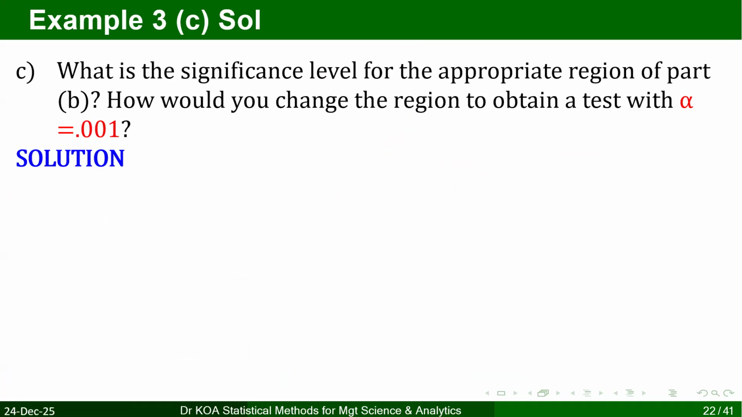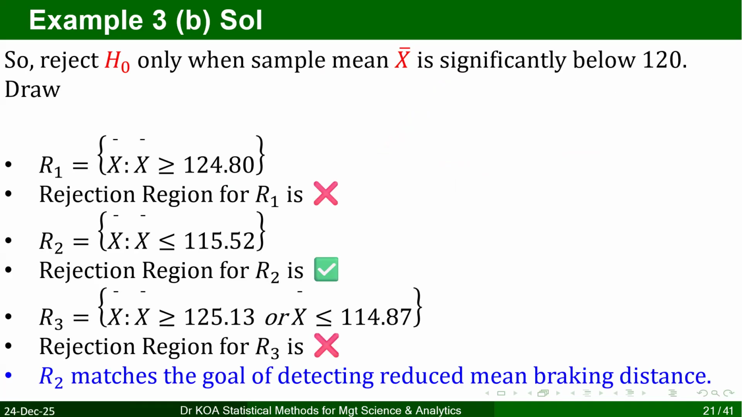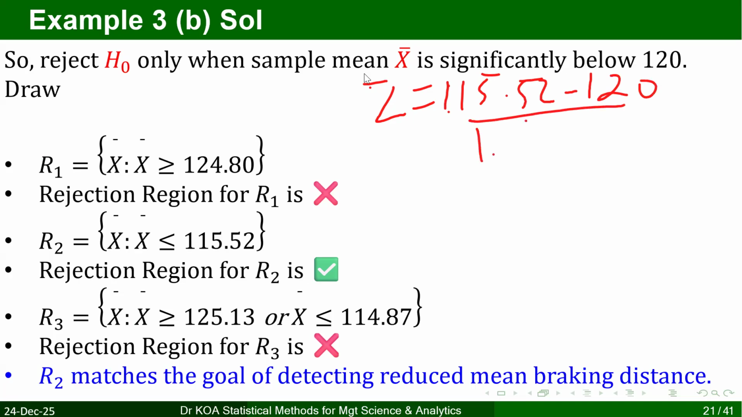So the next one: what is the significance level for the appropriate region of part B? So we've selected the appropriate region. The appropriate region is what? 115.52. That's the one. So now knowing that, we can find our Z value. So Z value will be equal to X bar, which here is 115.52, minus the mean. What is the mean? 120. Divided by the standard error, which was what? Remember, we found the standard error already.